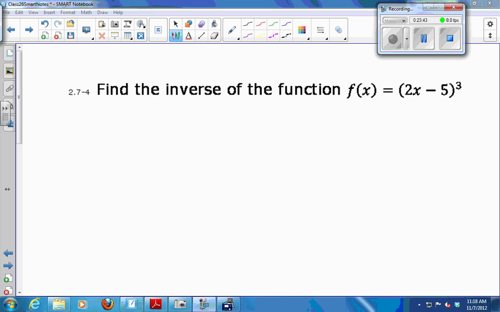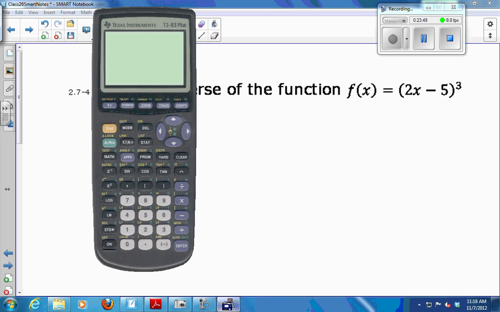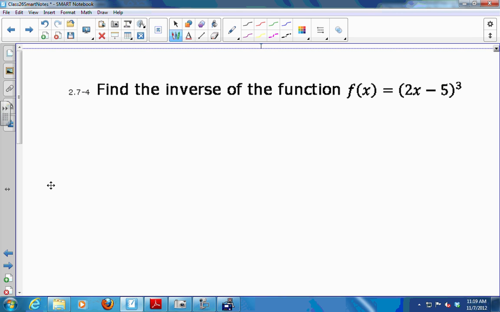So our step-by-step process. Step 1 was check that it passes HLT, right? So I should draw a quick sketch of the graph. Okay, so go to y equals. I'm going to type in (2x minus 5) cubed. Start with a standard window. That looks like it passes HLT. Okay, so good. We got that.